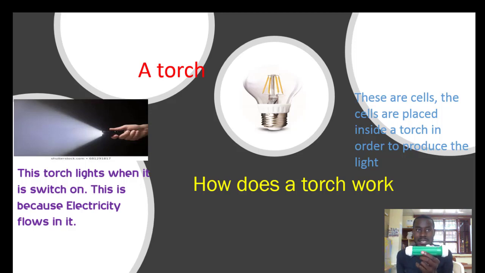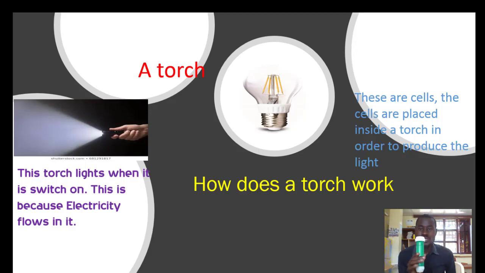A torch is an instrument that gives us light. This instrument can only give us light when it has got dry cells in it. Dry cells are objects or instruments that we use or that produce electricity.